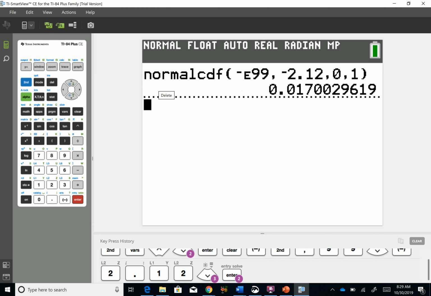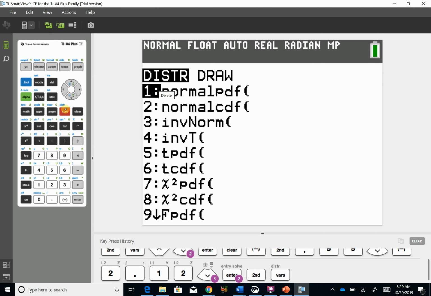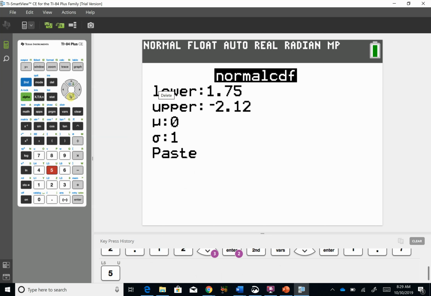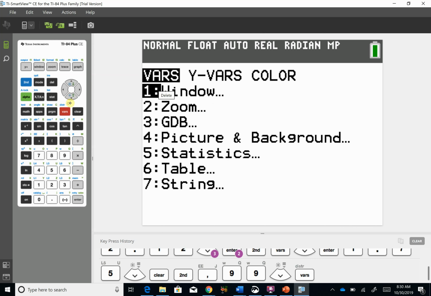If we want to find the area to the right of a z-value, second, distribute. Again, we always need normal CDF because we want that cumulative area between those z-values. Now, if I want the area to the right, let's use 1.75. That's the example we had. The lower then becomes 1.75. And then the upper is going to be positive infinity. So we need to go second, comma, for the double E. I know it shows a double E, then it's a single E on the screen, but that's what we need. And then 99. That's how the calculator signifies infinity.